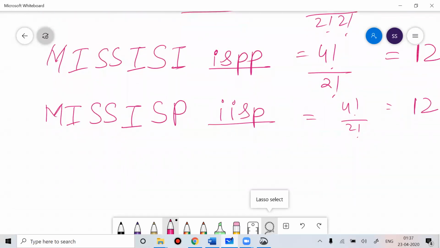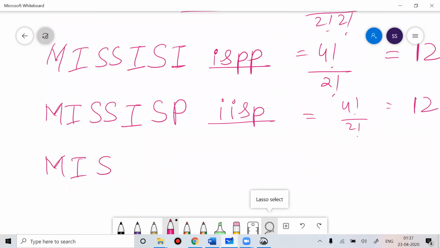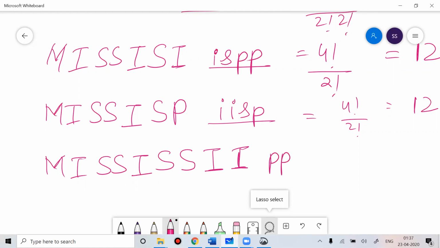So now again MISSI, then S, again S. After S, what will come? I will come. Now after I, what will come? 3 I's have gone away. Again I will come, but you wanted P. So now how many are left? 4 have gone, 3 I's have gone, only 1 I is left. So this would be 3 factorial by 2 factorial. So this would be 3.